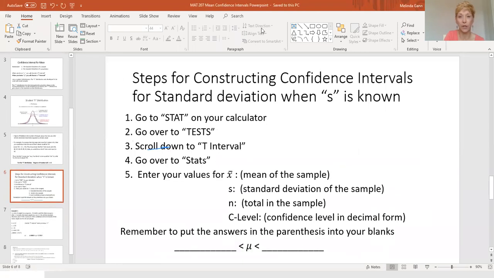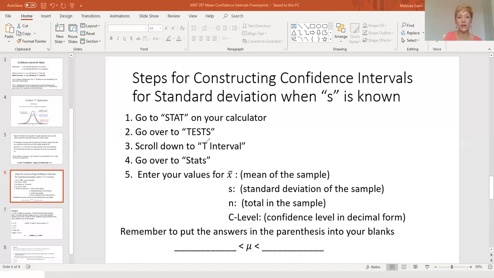Now let me clear that blue mark that I made so it doesn't bother you. Okay, so I'll clear that off. Here's what's going to happen when you're doing confidence intervals when s is known, and that's really all we're going to talk about on this video. You're going to go to stat on your calculator like you did before for confidence interval. You're going to go back over to test like you did for confidence interval. The difference is you're not going to be looking for one prop Z int, because you're not doing a proportion interval, you're looking for a T interval.